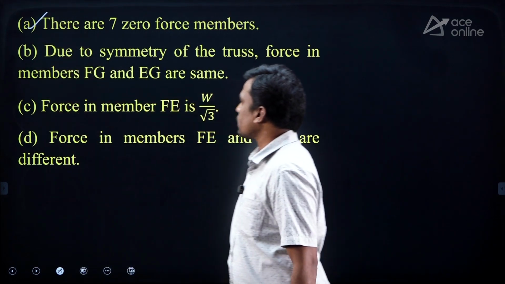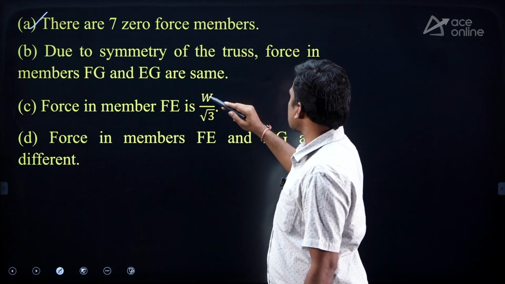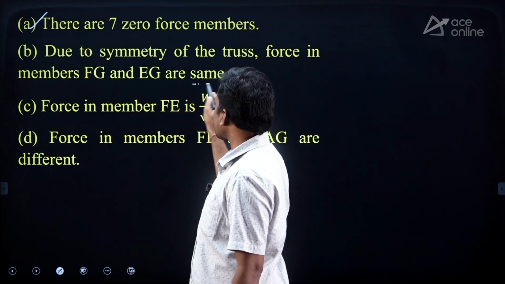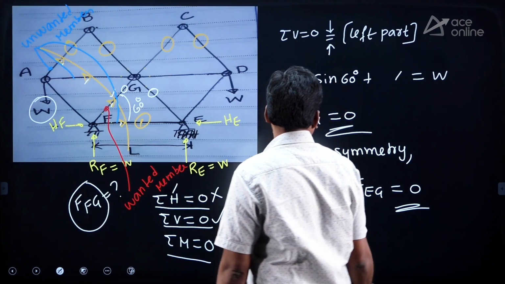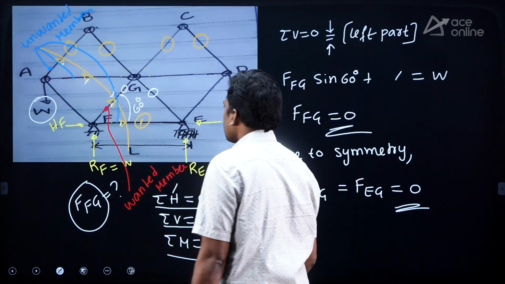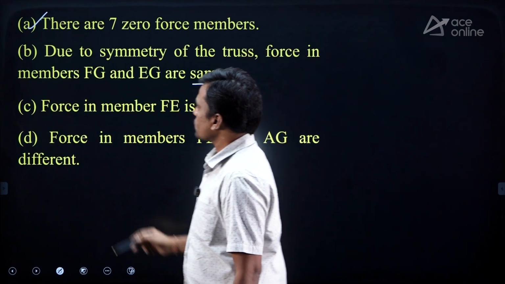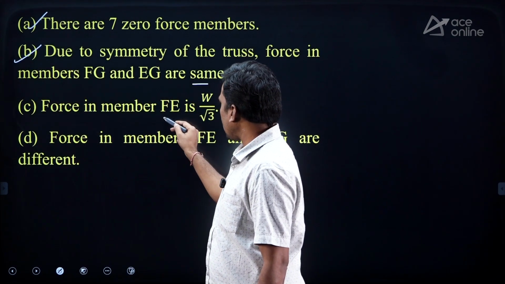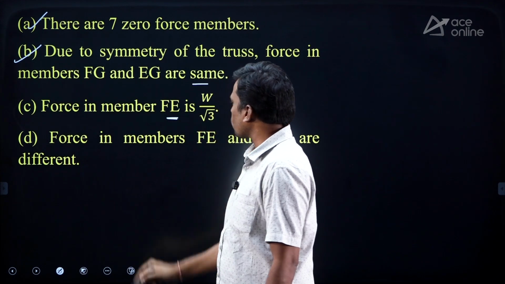Option A is correct. And due to symmetry of the truss, force in member FG and EG are same. Yes, FG and EG are same. So B is also correct. Then force in member FE is W by root 3.